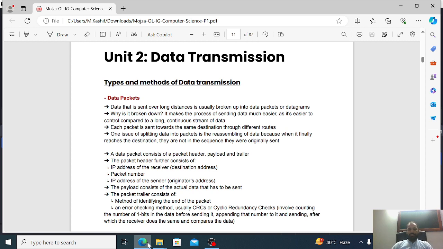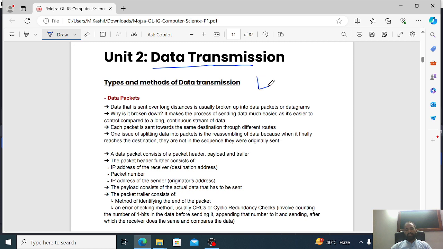Today I'm going to teach the second chapter of O level computer science, 2210 code. The chapter name is data transmission. So, the first question that comes to our mind is, what is meant by data transmission?